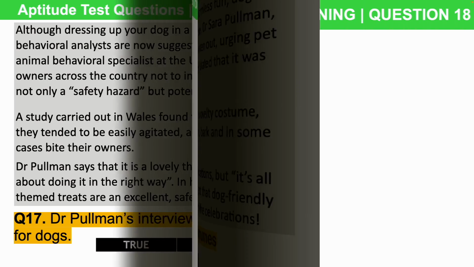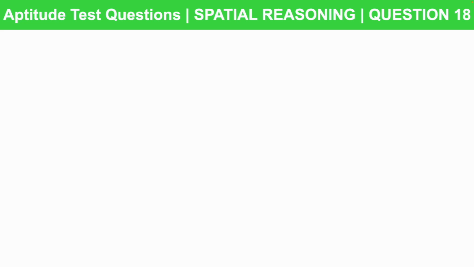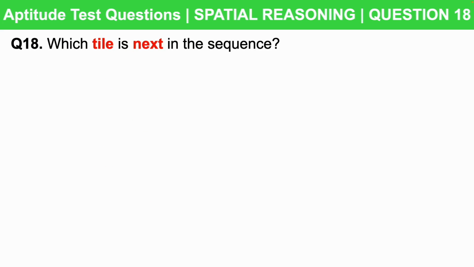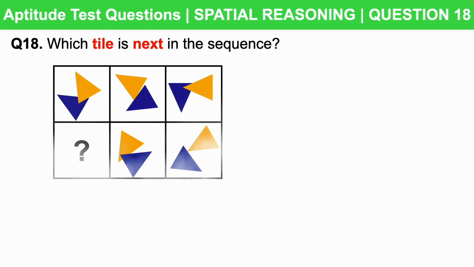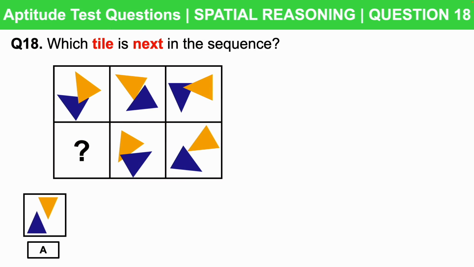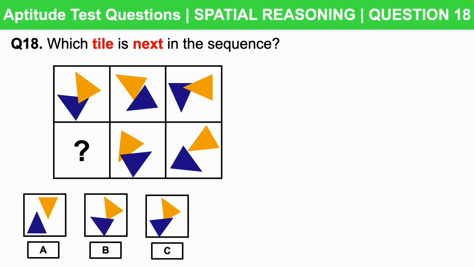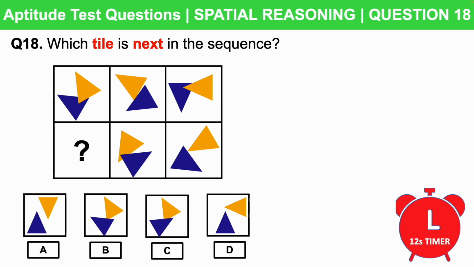Okay, let's move on to the next question type, and that is spatial reasoning questions. So the next question is this. Which tile is next in the sequence? Here's that sequence. And here are your answer options, A, B, C, or D. Now before I give you my top tips for answering this question, give it a go yourself. Don't worry if you don't get it, we're going to go through the answer together as we have been doing, and I'll also give you my top tips for scoring highly. So you have 12 seconds on that timer, starting now.